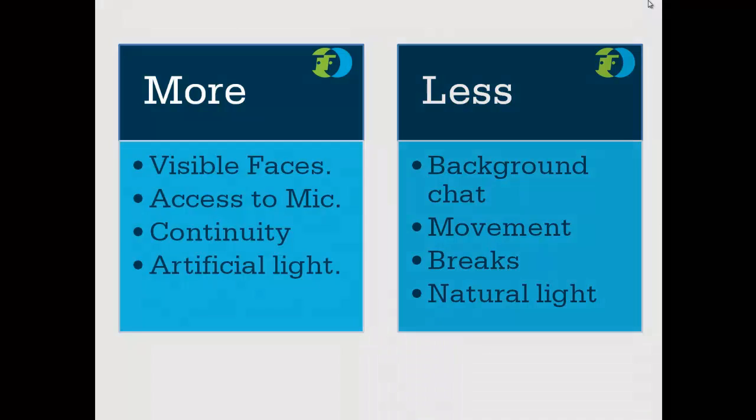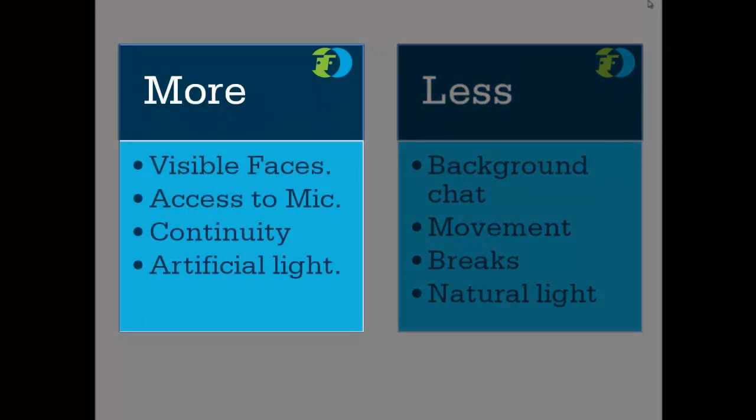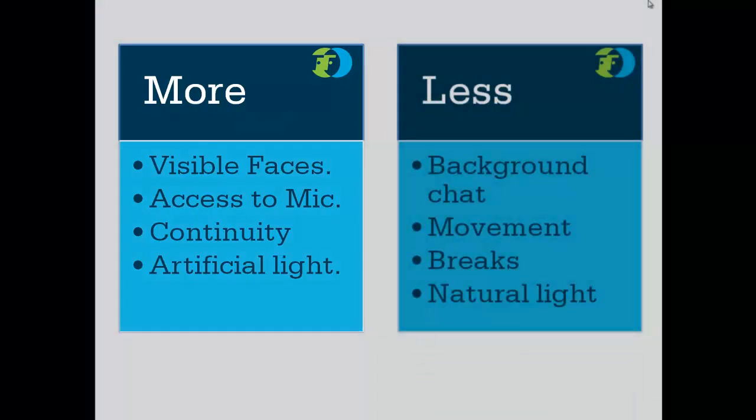Well, obviously we want more of certain things. We want more visible faces. Okay, we want to be able to see the students who are taking part. We particularly want to see the face of the student who's speaking. We want more access to the mic. Now, whether you do that by having a roving mic, ideally a wireless one that can be passed all the way around, or you do it by having a speaking chair so the mic's up at the front, doesn't matter.